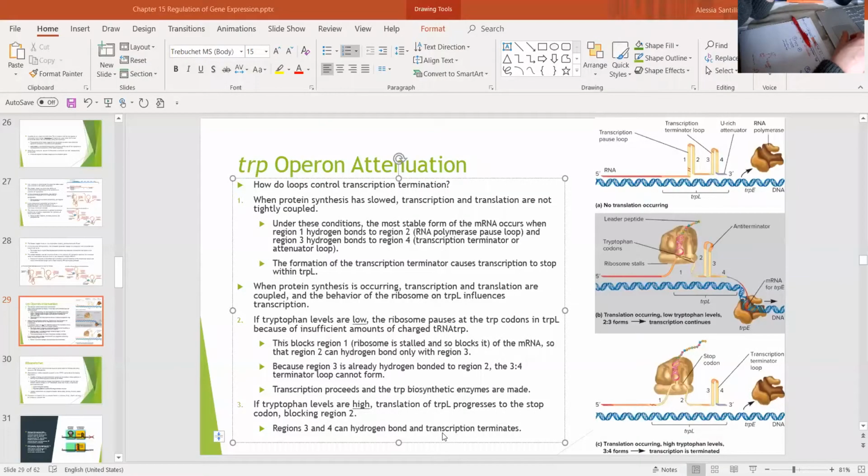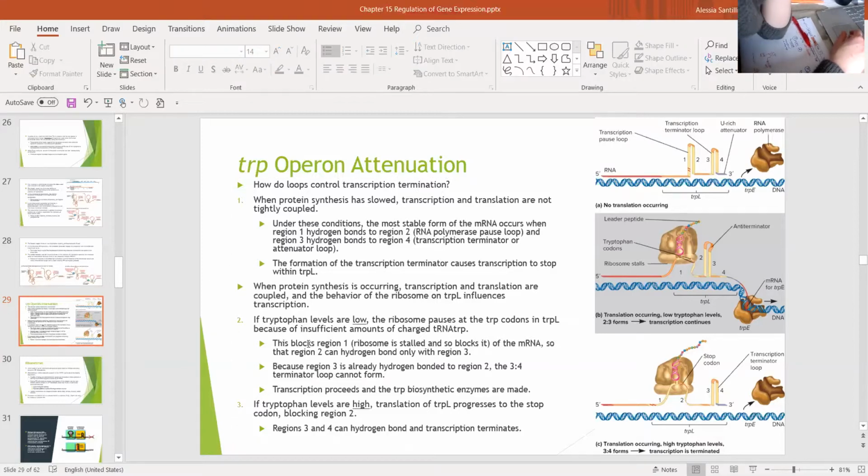RNA polymerase is simply transcribing. So when the ribosome stalls, this blocks region 1. If you see here, the ribosome is stalling. It's waiting for this tRNA with the tryptophan to come in, and as it's waiting, it's situated right on top of region 1. And then RNA polymerase is going to continue and make all the other regions. So it makes region 2, it makes region 3, and as it's making region 4, 2 and 3 pair up.